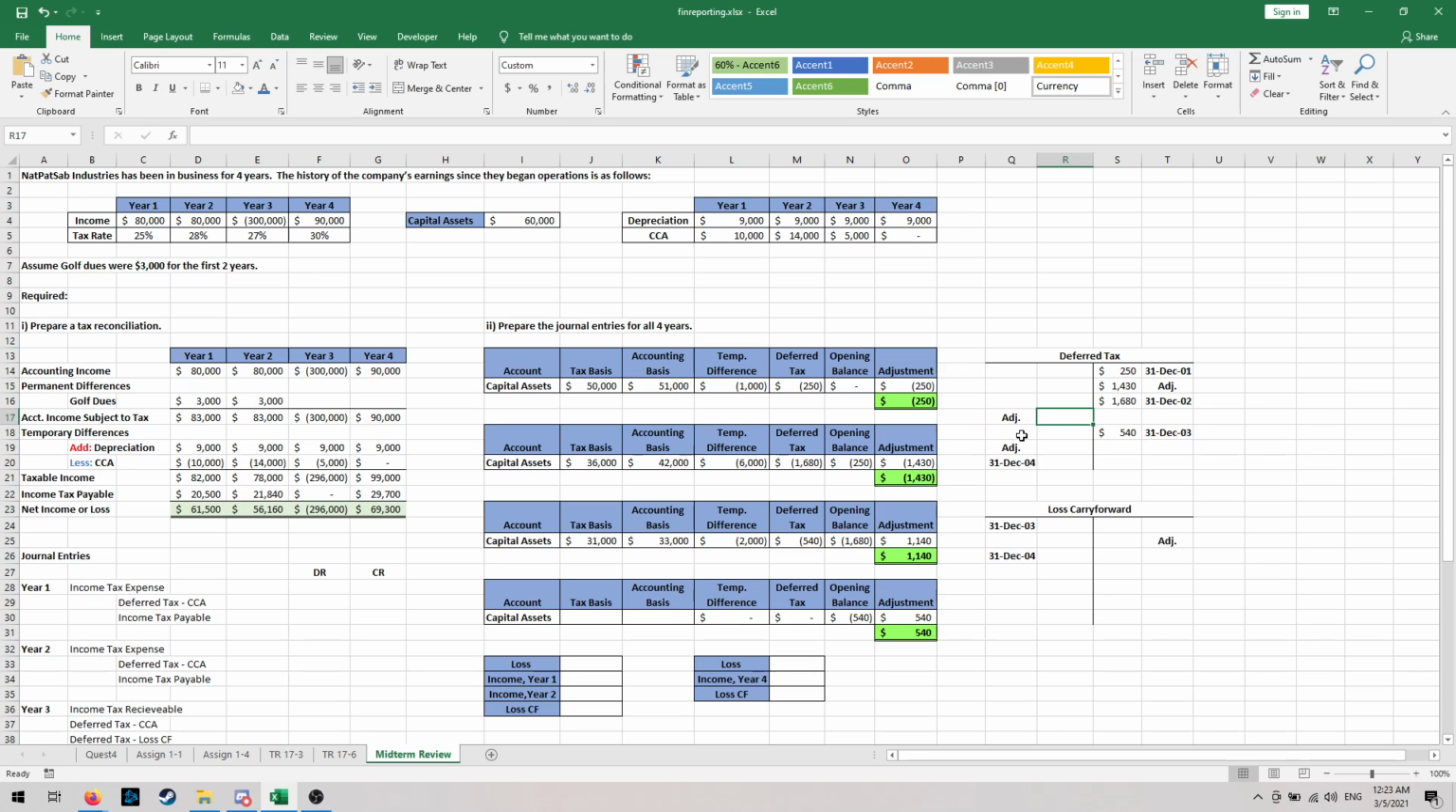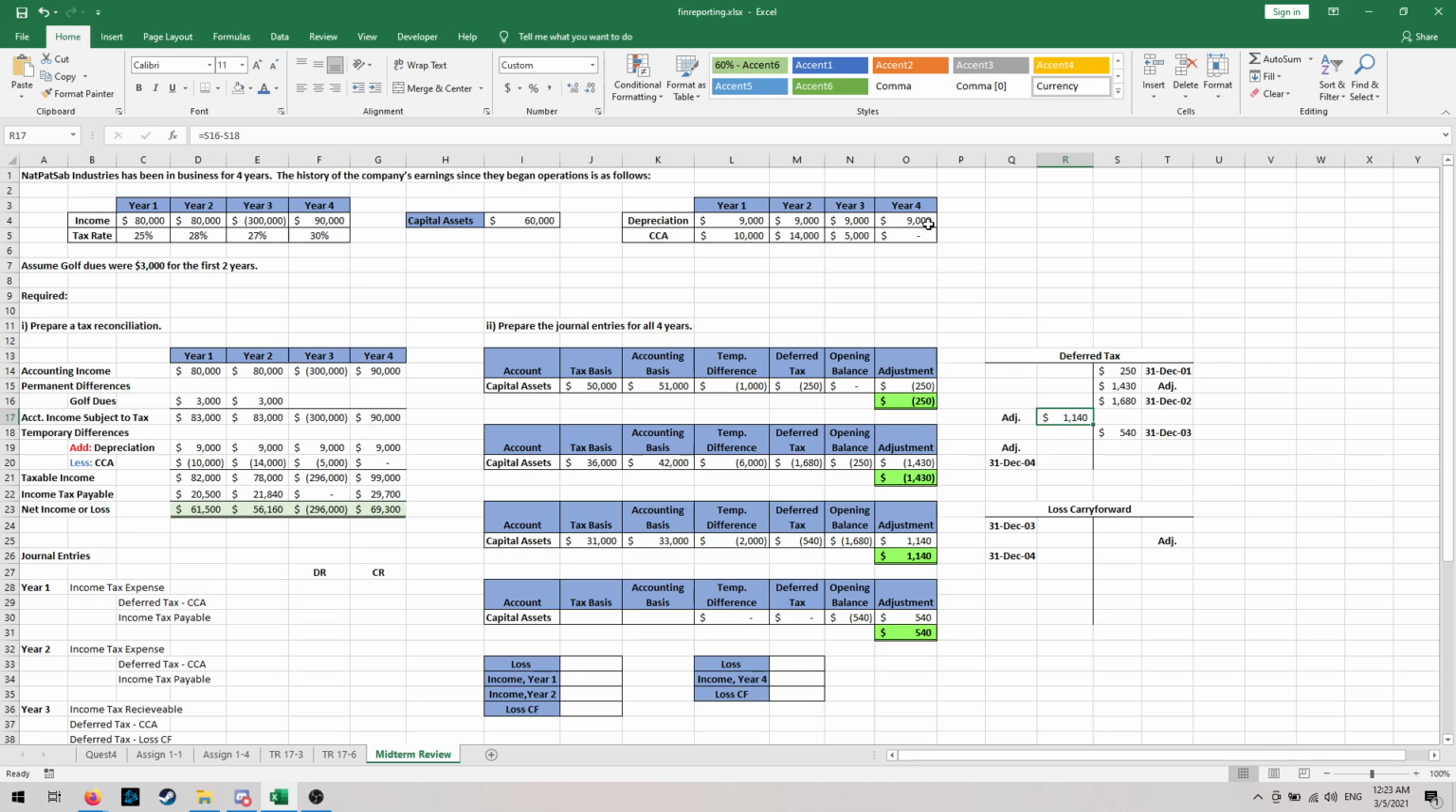Our adjustment is going to be a debit this time because the debit will subtract from the credit, and we need to lower the $1,680 down to $540. We can see the adjustment here, but we can also do it in our T account by simply subtracting our ending value from our beginning value to get $1,140. And that's our adjustment in year 3.